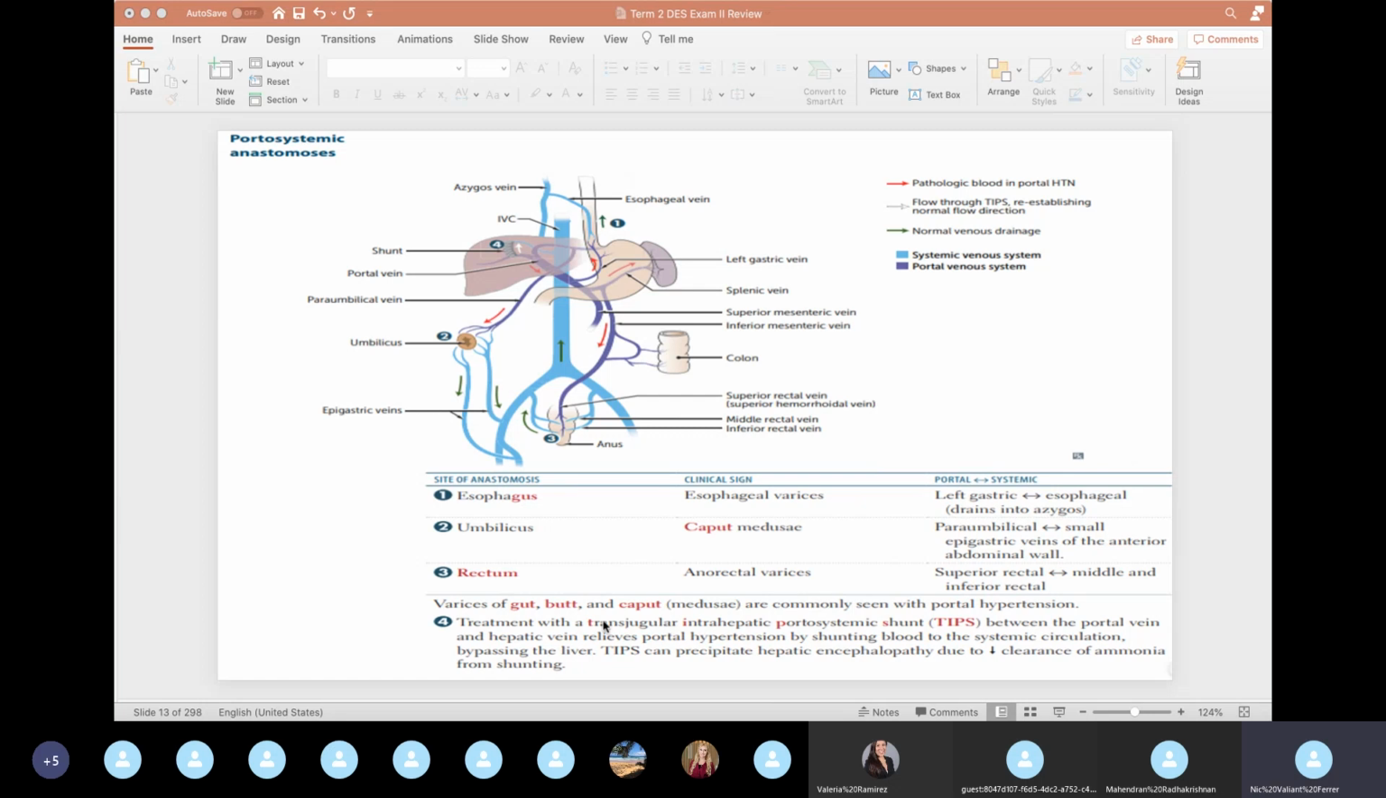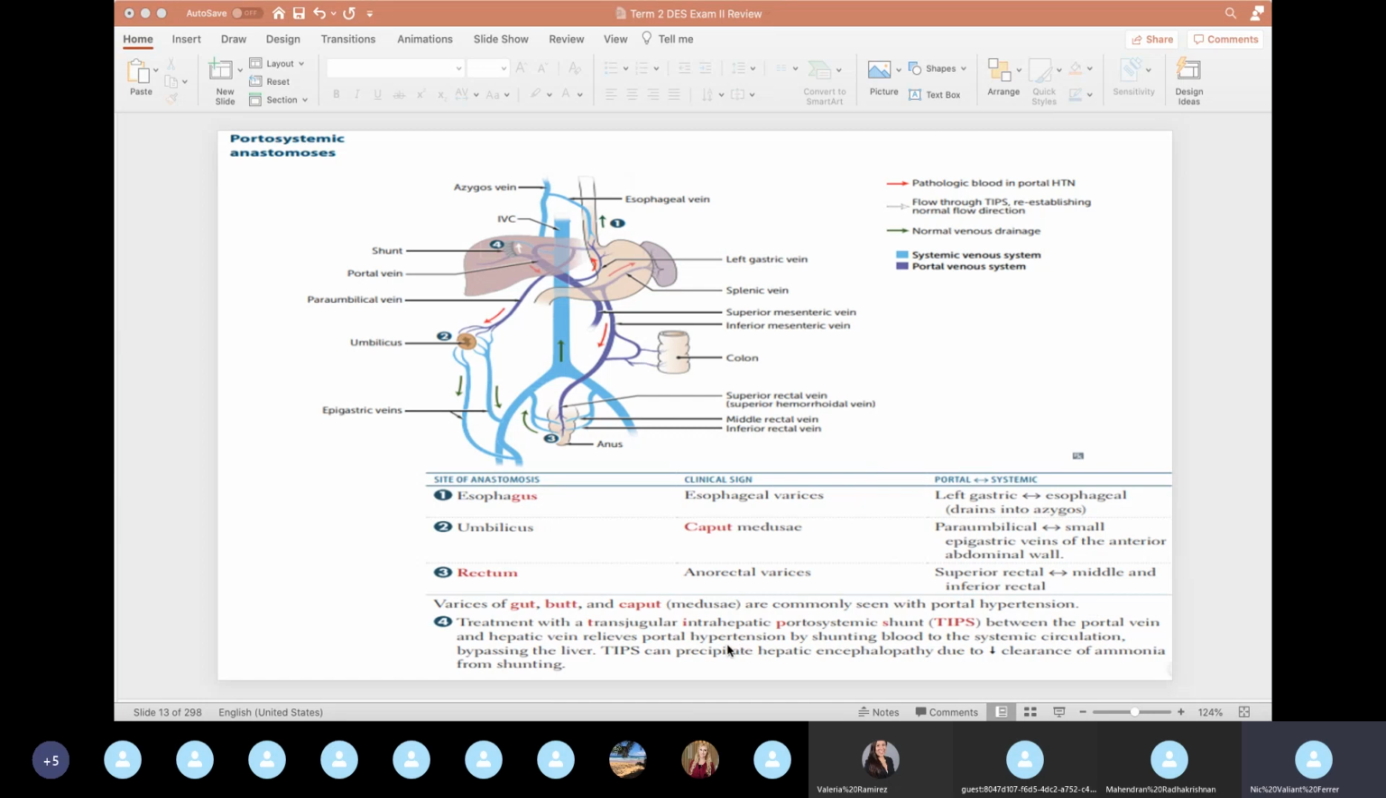Okay, so you can see here, if you have varices of your gut, butt, and caput, they're commonly seen with portal hypertension. Portal hypertension is commonly associated with chronic alcoholism, right? Or for example, if you have liver cirrhosis, or a chronic infection like hepatitis, viral hepatitis. So what's the treatment? Can we have some treatment?